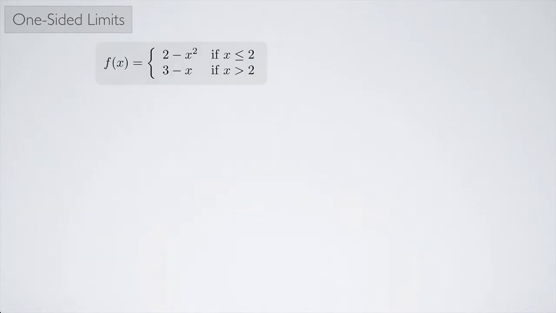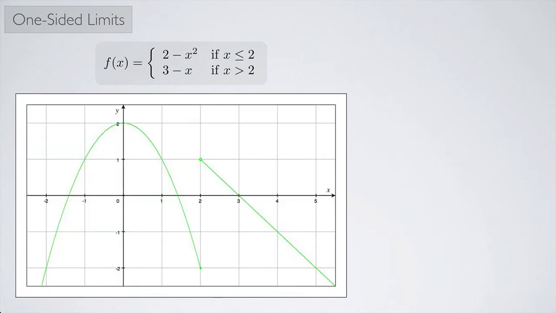Let's look at another example. How about f of x equal to 2 minus x squared if x is less than or equal to 2, and 3 minus x if x is greater than 2. So it's another piecewise function. We have a parabola for the first part and then a line for the second part. So here is the 2 minus x squared part. Notice a closed circle here because we have x less than or equal to 2. And then this part right here is the line with an open circle because x is greater than 2.